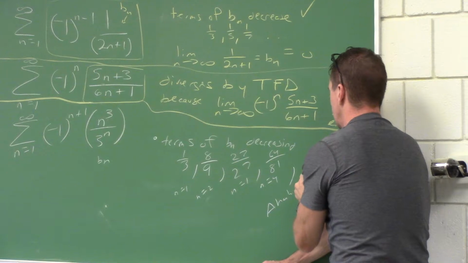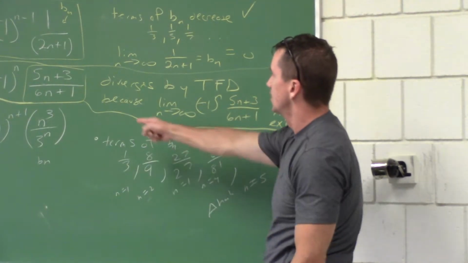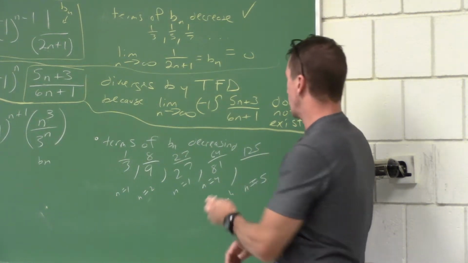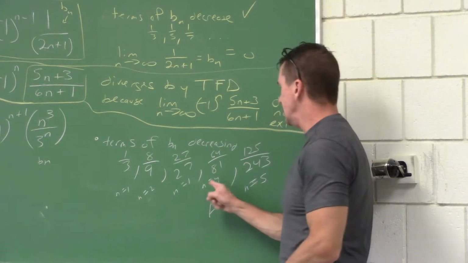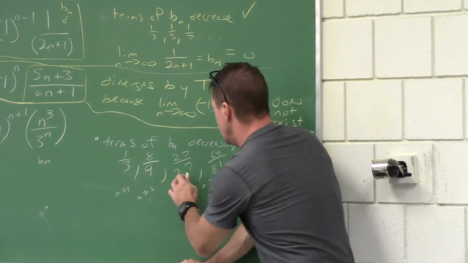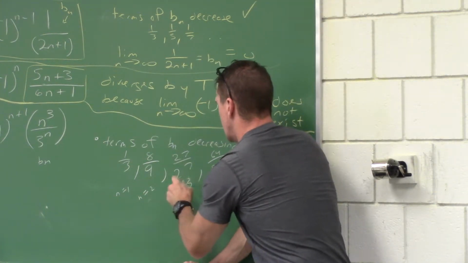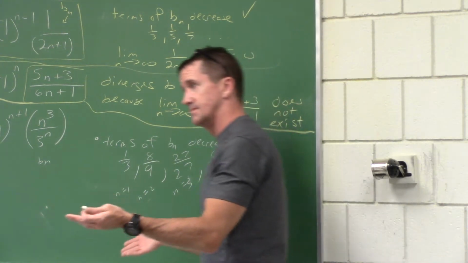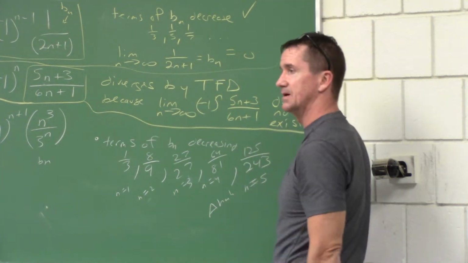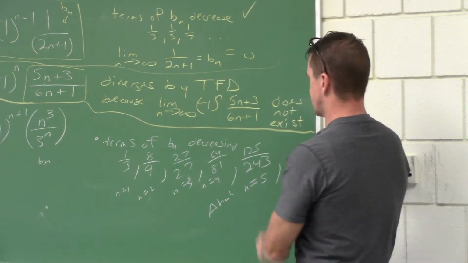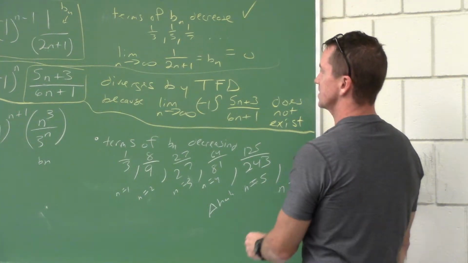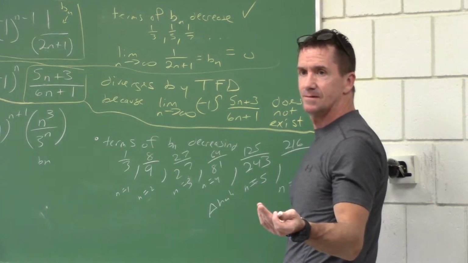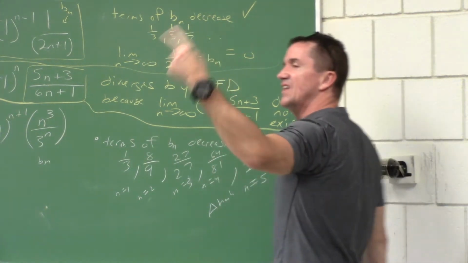Try n equal to 5, the fifth term. 125 over 3 to the fifth, 243? Yeah. And these are starting to decrease after the third term. So these terms do decrease eventually. And you can keep going. What's the next number going to be? It'll be the sixth term. Well, 6 cubed is 216. What's 3 to the 6th? 729. See what's happening? They eventually decrease.